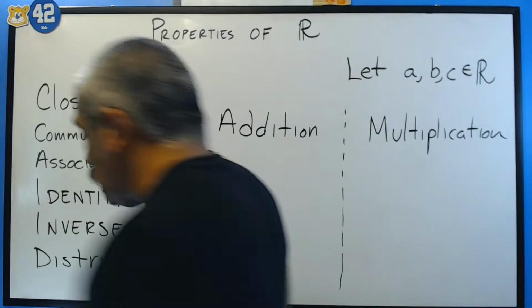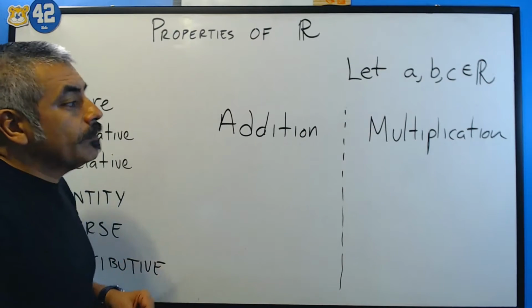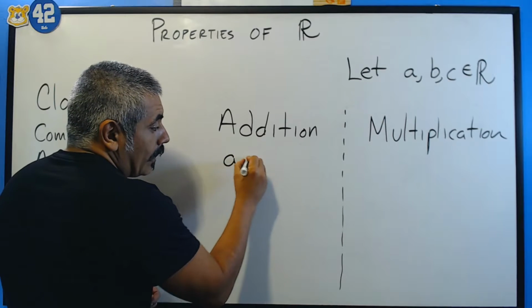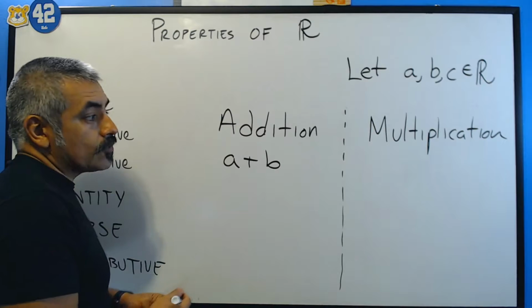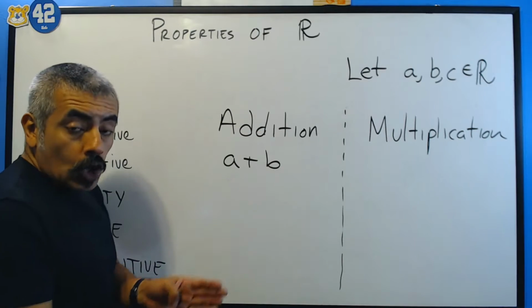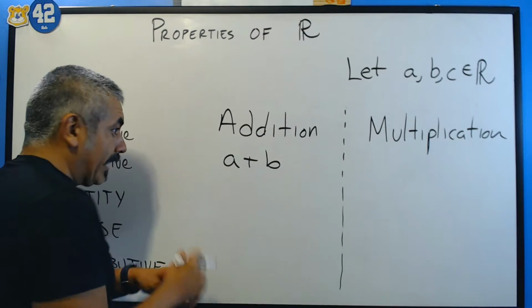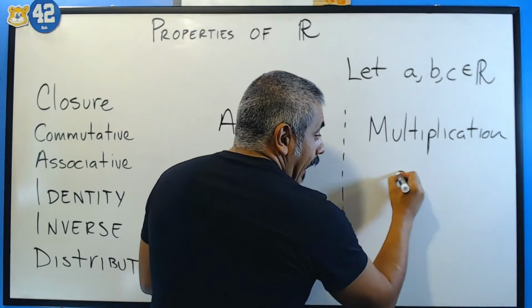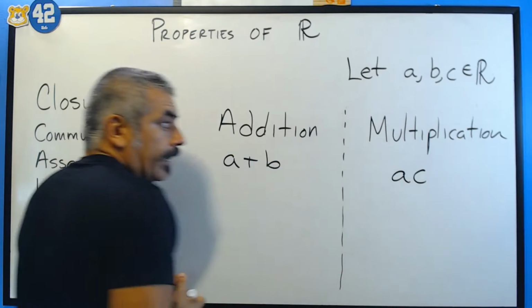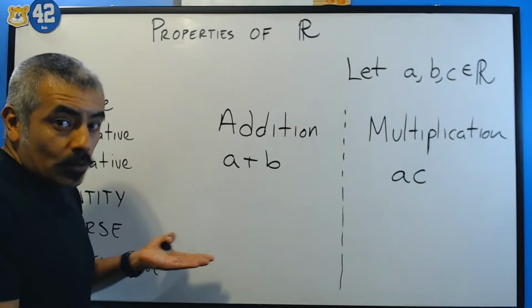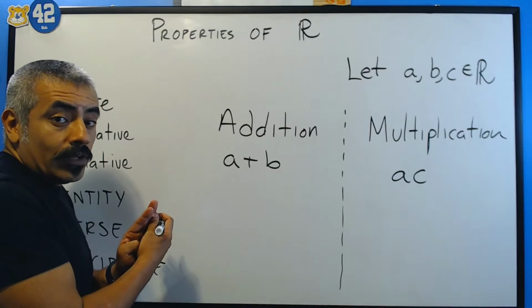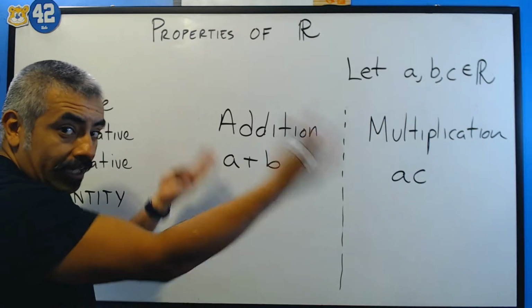The first one is closure. And closure simply means you can add any two numbers in the real numbers and always get a real number back. So we say that the real numbers are closed under addition. For multiplication, same thing. You can take any two numbers in the real numbers, multiply them together, and get a real number. That is all closure means, that whenever you add two real numbers or multiply two real numbers, you're going to get a real number back.